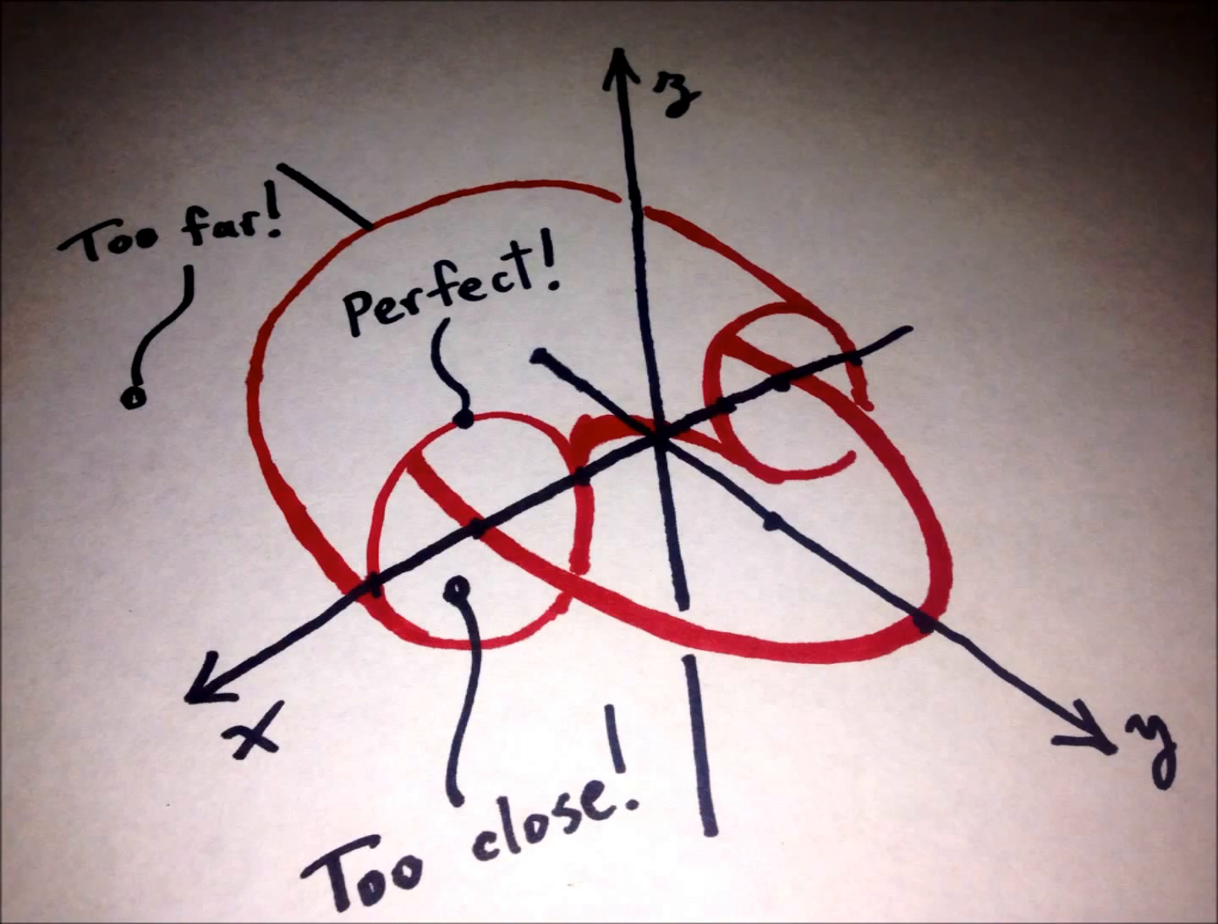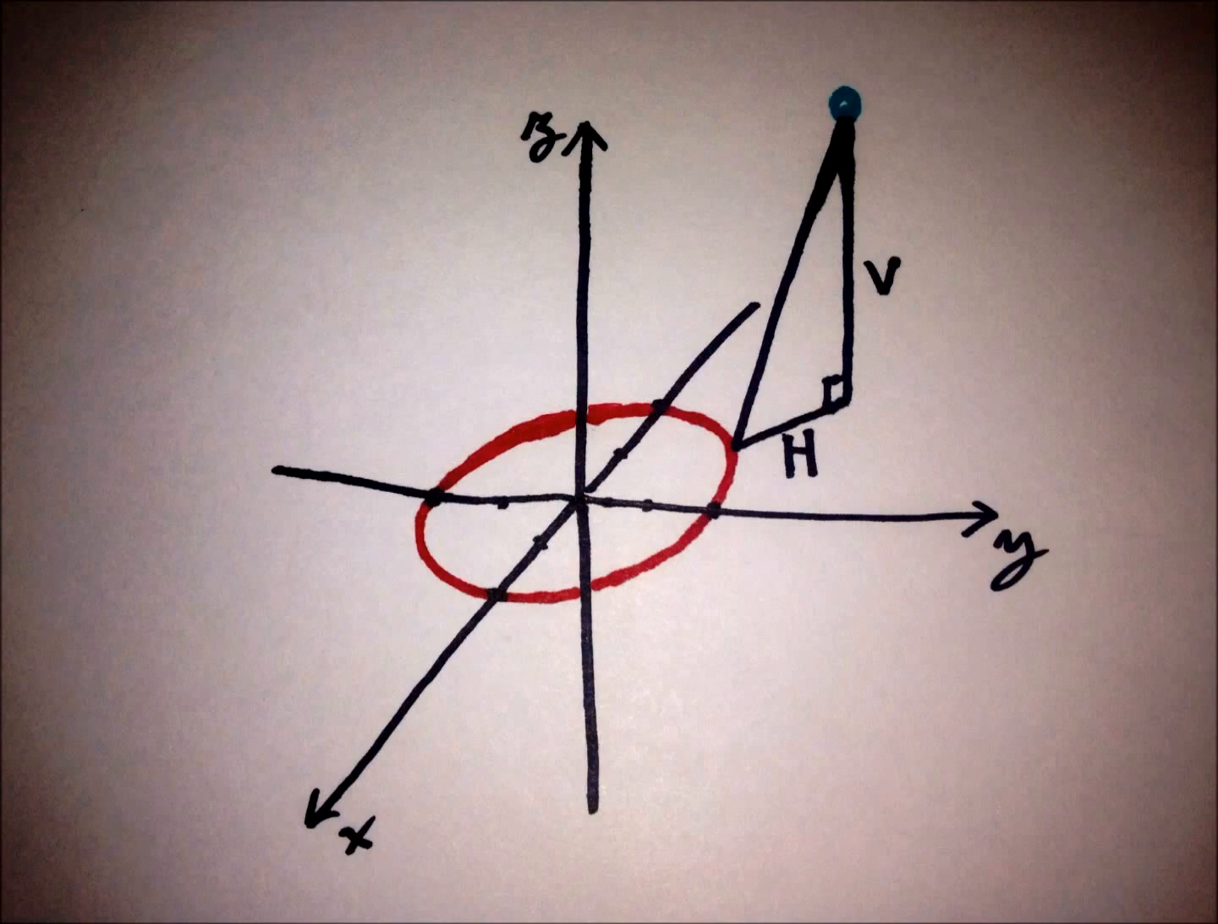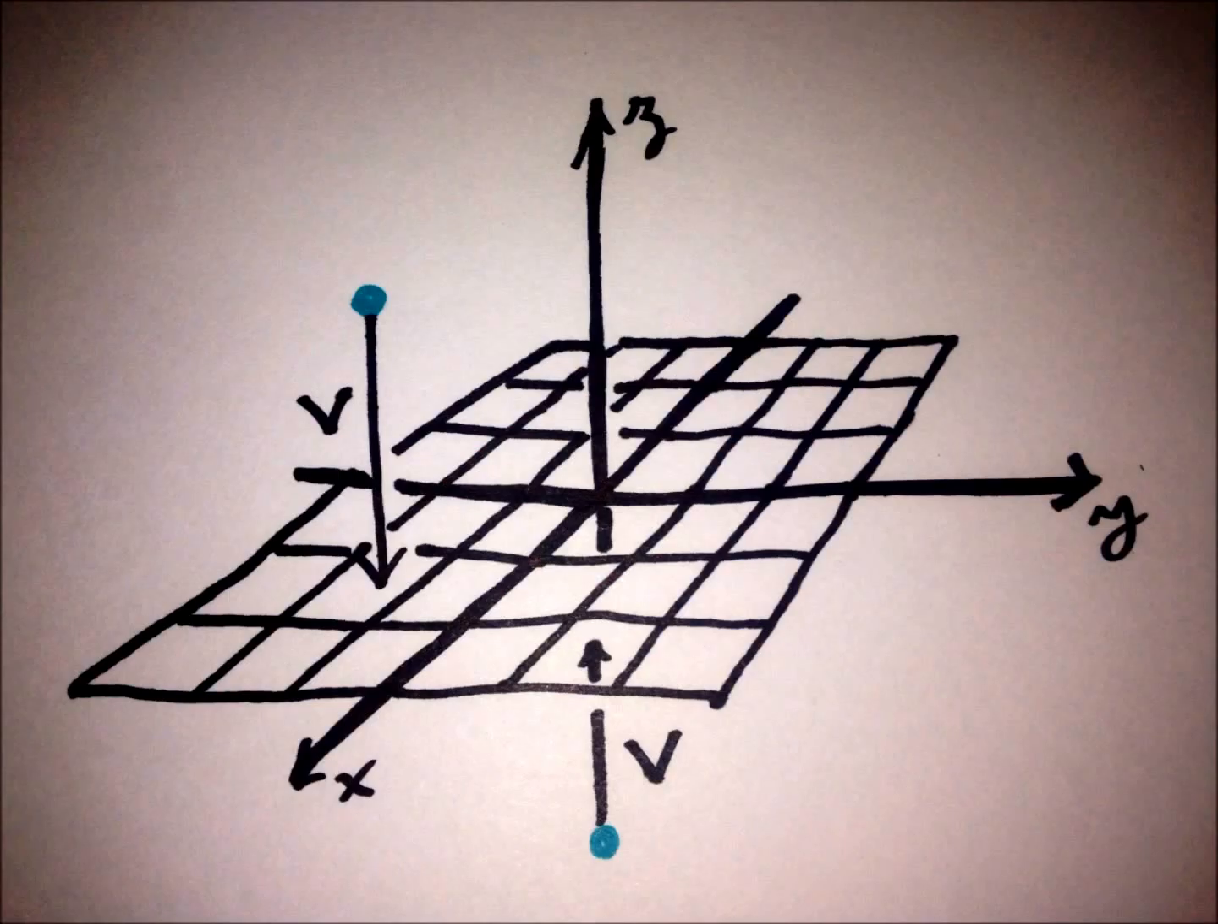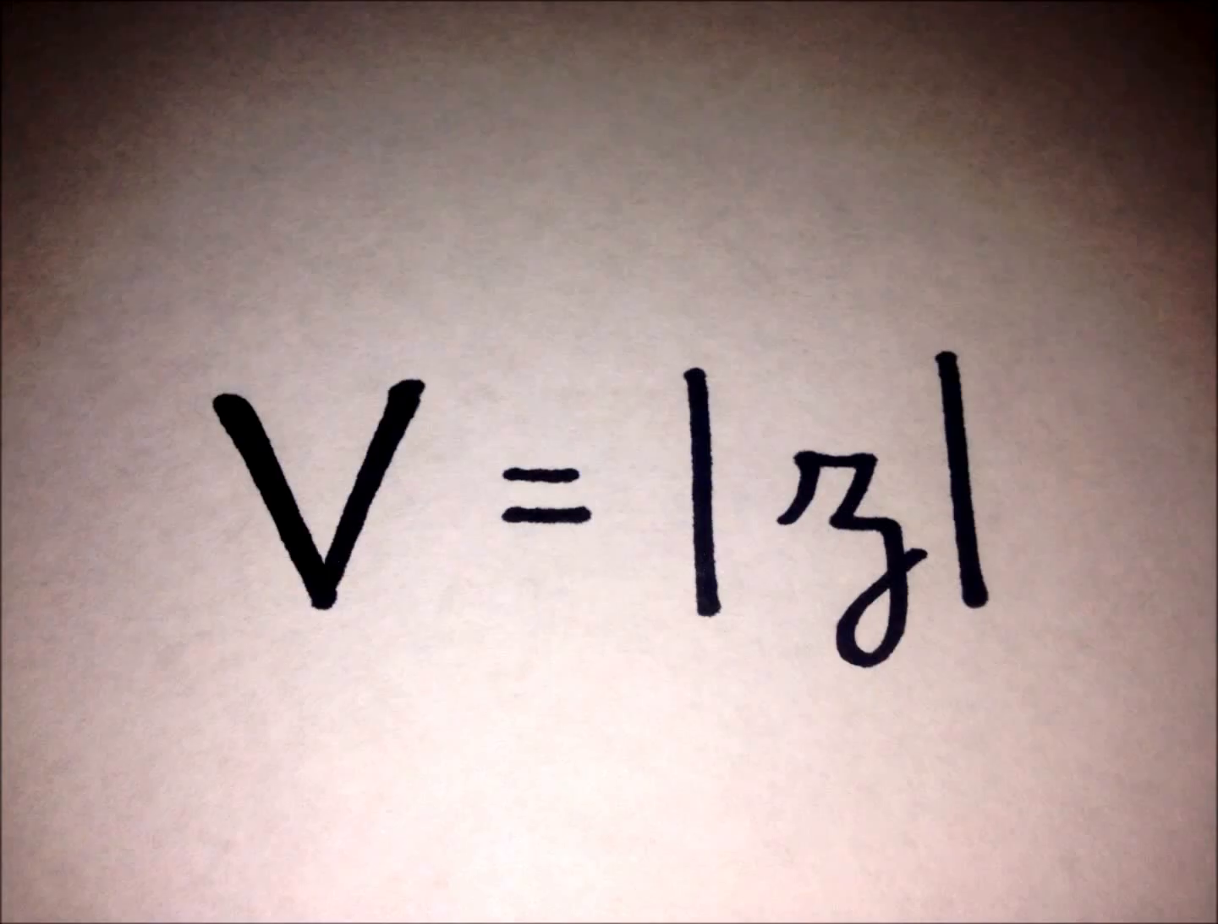Better luck next time. So now we need a way of figuring out how far some random point is from our red circle. Let's look at this in 2 parts. First the vertical distance, and then the horizontal distance. Vertical distance isn't so hard. The circle's lying in the xy plane. So by vertical distance, I just mean how far does the point have to rise or fall to land in the xy plane? So the answer is just the absolute value of its z-coordinate.